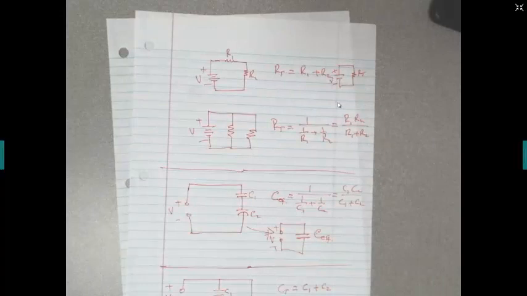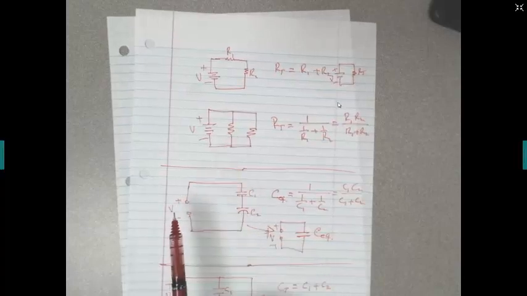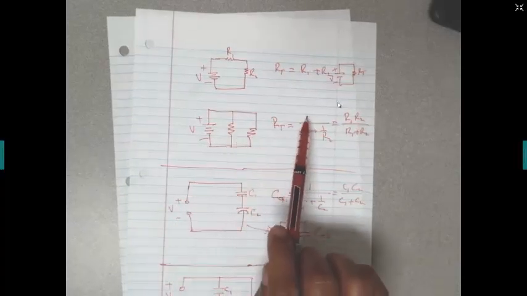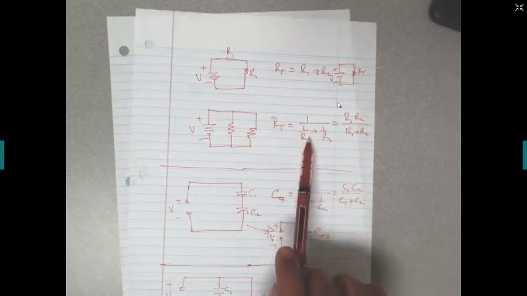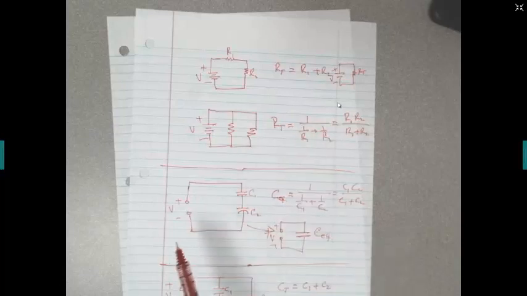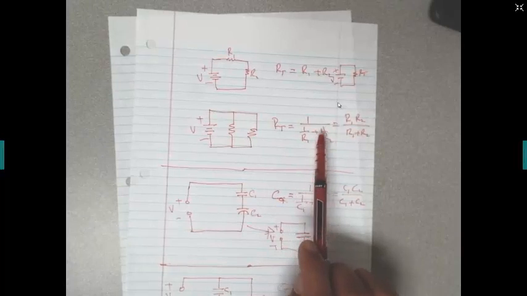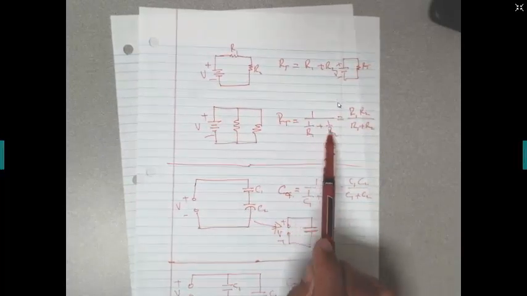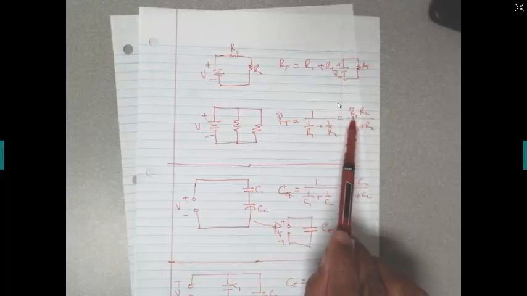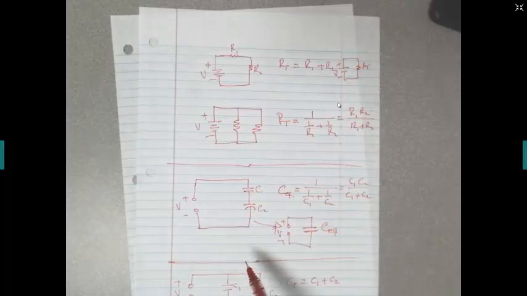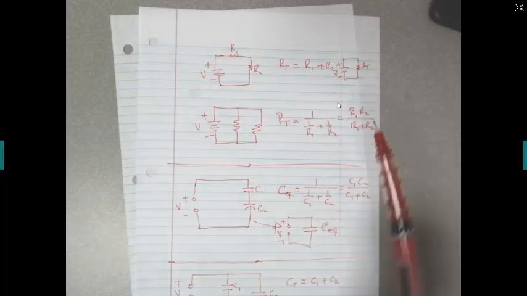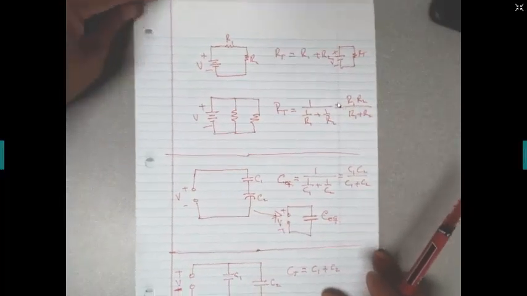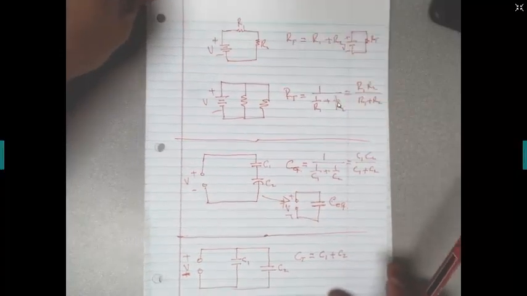resistors in series. When you have resistance in parallel, what you do is take 1 divided by the sum of the reciprocals of each resistor. Okay, so 1 divided by 1 over R1 plus 1 over R2. If we simplify this expression, we get R1 times R2 divided by R1 plus R2. That happens when you have only two resistors in parallel.